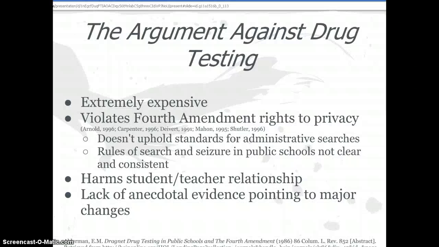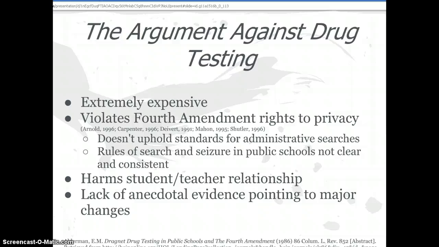Okay, now to the argument against drug testing. First, it's extremely expensive. The school district has to use taxpayers' money to pay the company to come in, take the tests, and the lab fee to get them processed. Some state that it violates the Fourth Amendment's right to privacy.